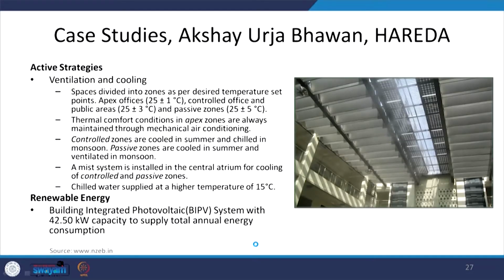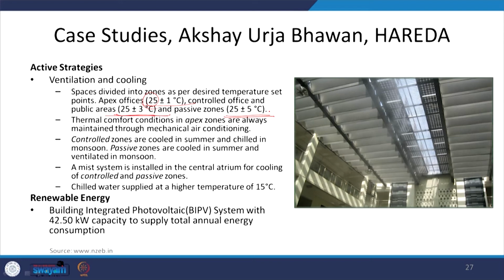In active strategies, they placed a lot of importance on ventilation and cooling. So, the entire space was divided into 3 distinct zones, and the first strategy that they used was maintaining proper set point temperatures, as we have seen. So, 25 degrees plus minus 1 degree in the apex offices, and controlled offices and public areas were maintained at 25 plus minus 3 degrees centigrade, and passive zones were maintained at 25 plus minus 5 degrees centigrade.